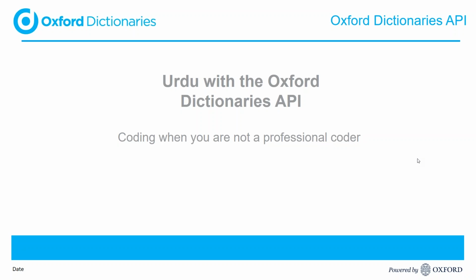In today's session, what I'll show you is a web app and a Twitter bot that I made with the Oxford Dictionaries API. As you must be aware, earlier this year, Oxford Dictionaries threw open their API to the public and asked us to just go ahead and use it.